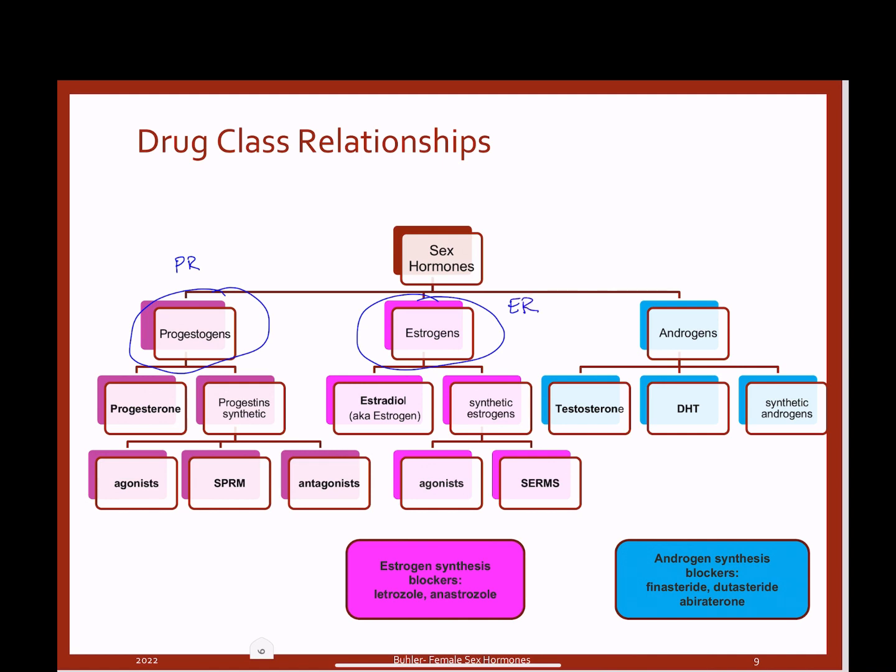Progestogens are a larger group that act at the progesterone receptor. They include progesterone itself, which is the natural hormone, and they include progestins, which are synthetic agents at this receptor. We have a lot of drugs that are agonists at the progesterone receptor, and we use those in oral contraception. And we have some drugs that are antagonists at this receptor.